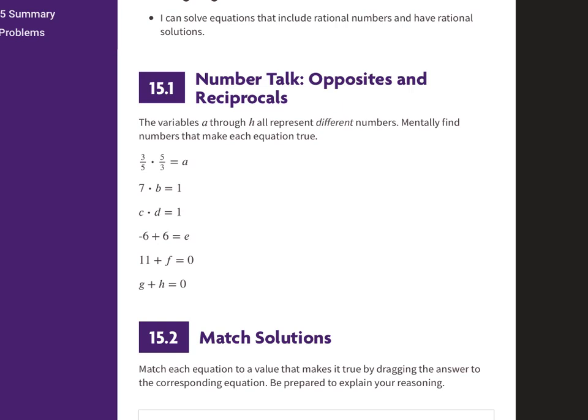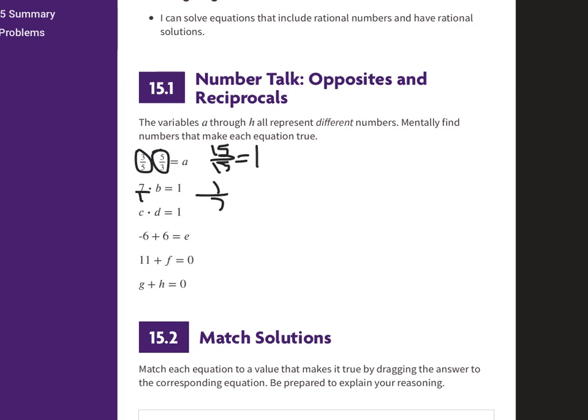All right, hopefully you had time to come up with some answers for a through h. So 3/5 times 5/3. Well, if we multiply straight across, 3 times 5 is 15, 5 times 3 is 15, 15 over 15 equals 1. So 7 times what equals 1? Well, if we took a number and its reciprocal and multiplied them together, we get 1. So 7 as a fraction is 7 over 1. If we flip that, b is going to be 1 over 7.